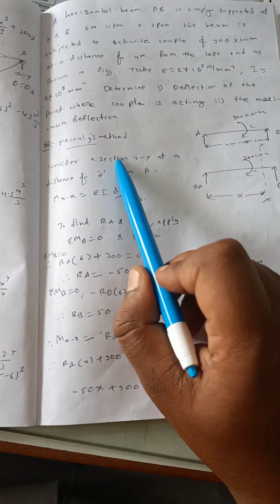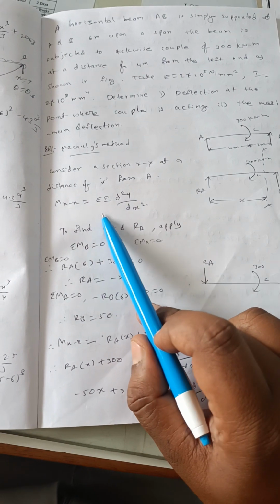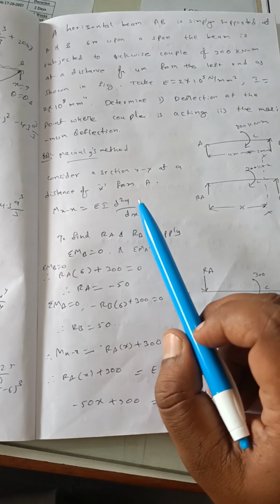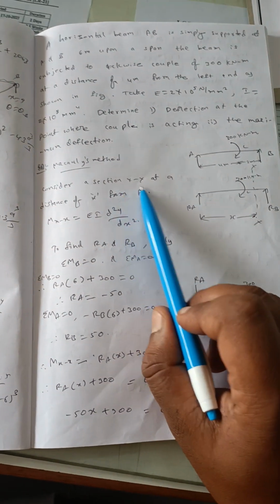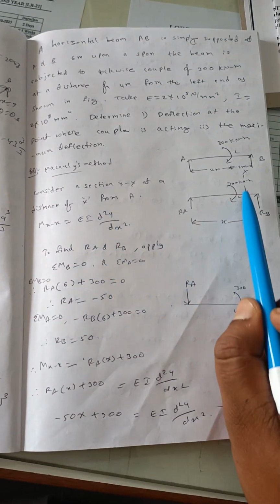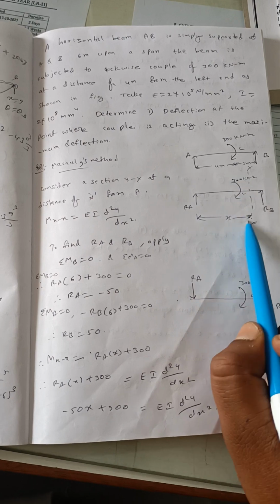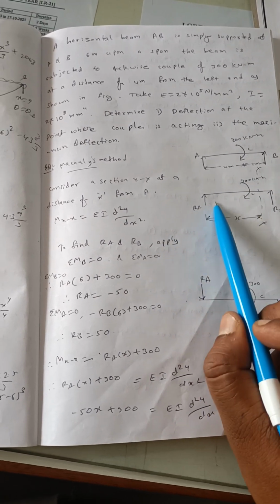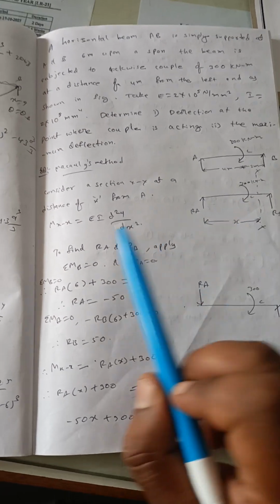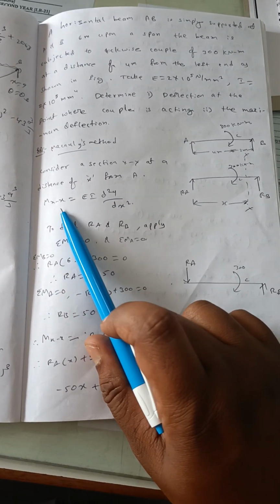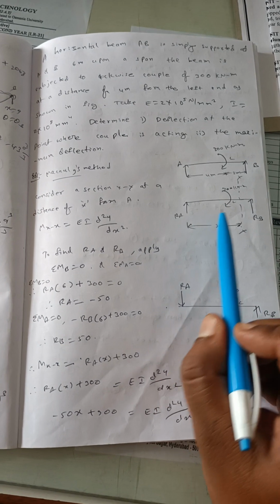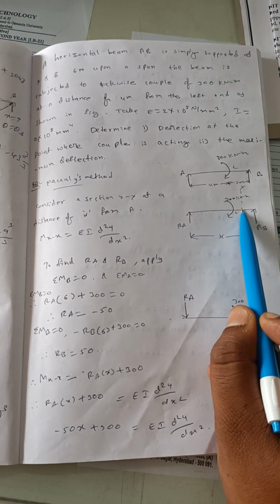In Macaulay's method, we'll use the differential equation, that is M equal to EI d square y by dx square. So considering a section XX at a distance of x from A, Ra and Rb are the reactions. Here M equal to EI d square y by dx square, where M is nothing but Mxx. So the moment at this point we need to calculate.